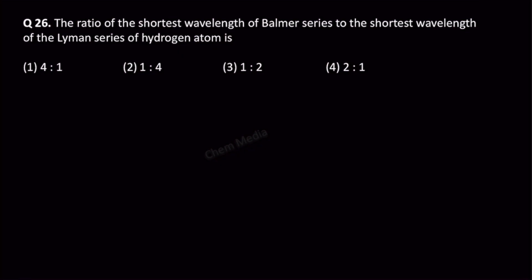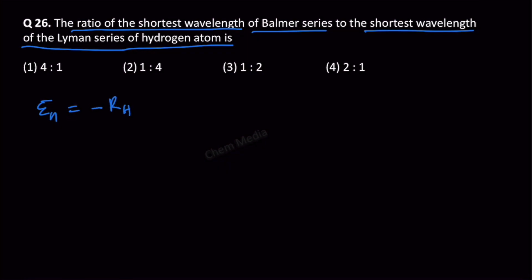What is the ratio of the shortest wavelength of Balmer series to the shortest wavelength of Lyman series of hydrogen atoms? As per Bohr's model, we know that energy for the nth stationary state is equal to minus Rydberg constant times z square divided by n square. Rydberg constant value is equal to 13.6 eV. Z is the atomic number. In the case of hydrogen atom, it is 1 because for hydrogen atom atomic number is 1. And n is the value of the stationary state.